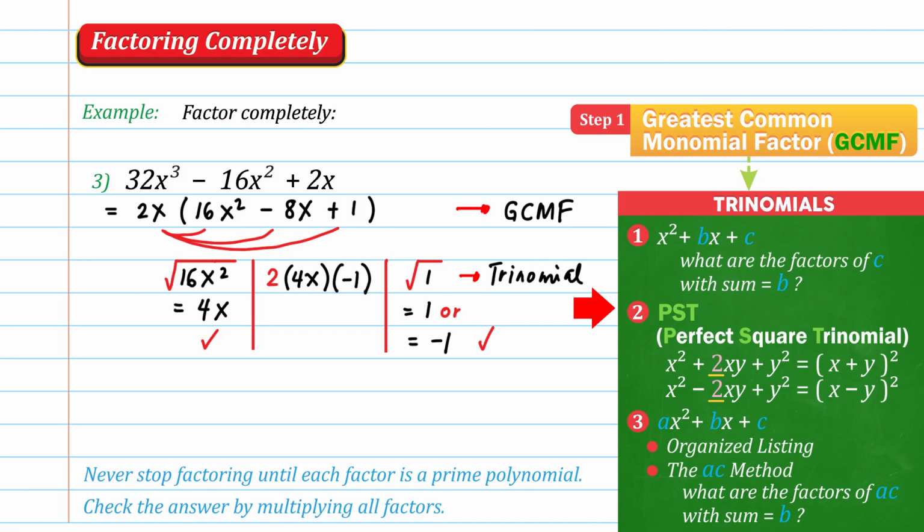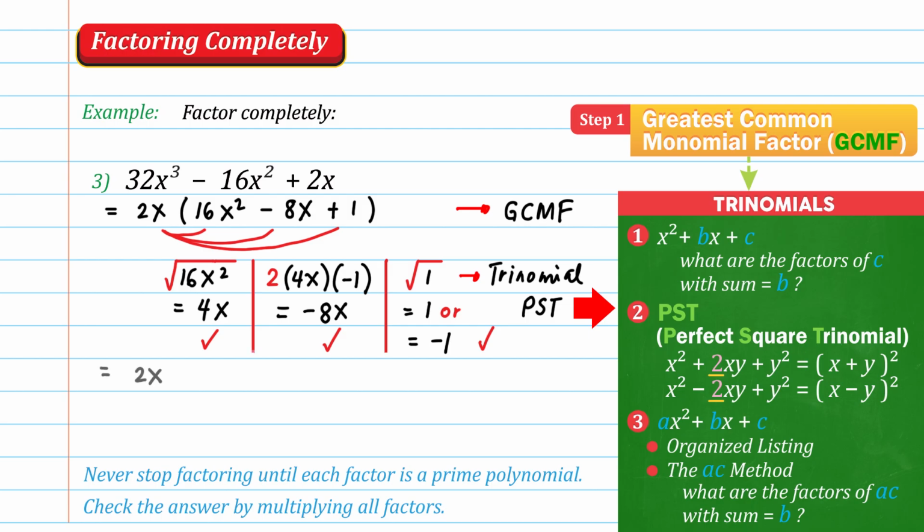Question 3. Is this equal to the middle term? Yes, it is. 2 times 4x and negative 1 is negative 8x, our middle term. So, it's a perfect square trinomial and it's very easy to factor. Now, don't forget to copy 2x first.